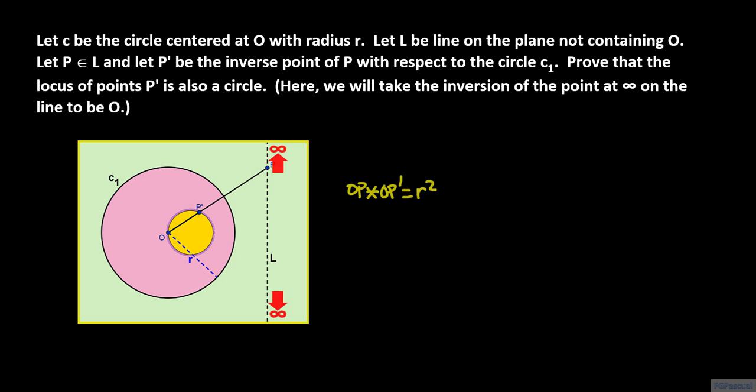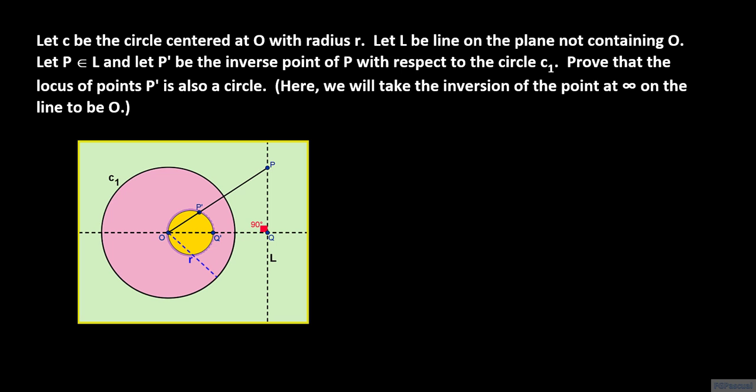Here is our strategy for the proof. Through the center O, we construct the perpendicular to line L. Let this perpendicular and line L intersect at the point Q. Let Q' be the inverse of Q with respect to C sub 1. Now, for the moment, we will assume that P and Q are distinct points. One can easily adjust the proof to include the case when P and Q happen to be the same point.